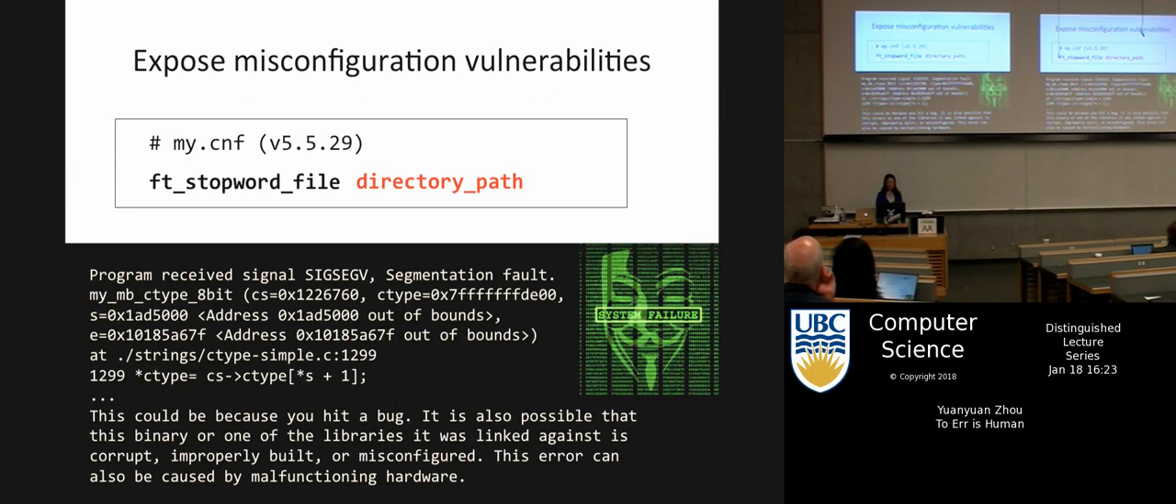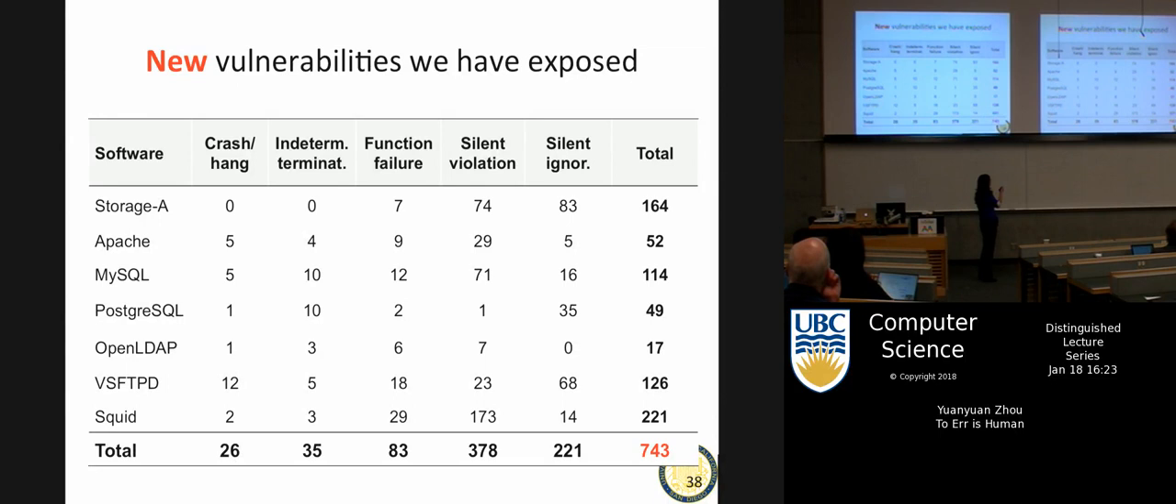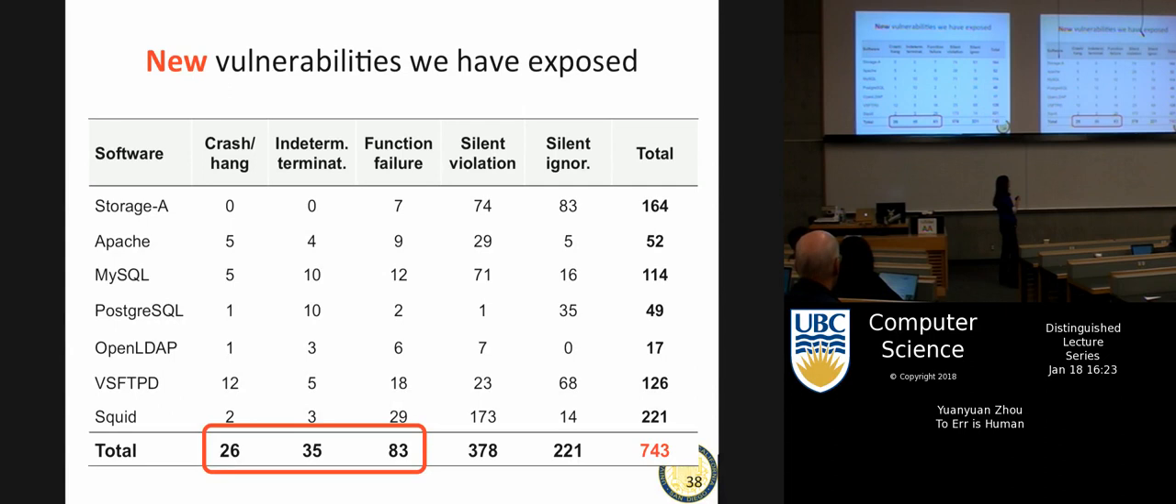I'm not allowed to tell you this number because it's from commercial companies. So you can see, if the system admin misconfigures, in Apache there are five cases where it's going to crash, okay? And all together, there are 26 cases of crashes. In this case, as a system admin, I have no clue what happened. I definitely think your software has a bug, okay? Sometimes it terminates without giving me any information, or some function fails without giving me any information.